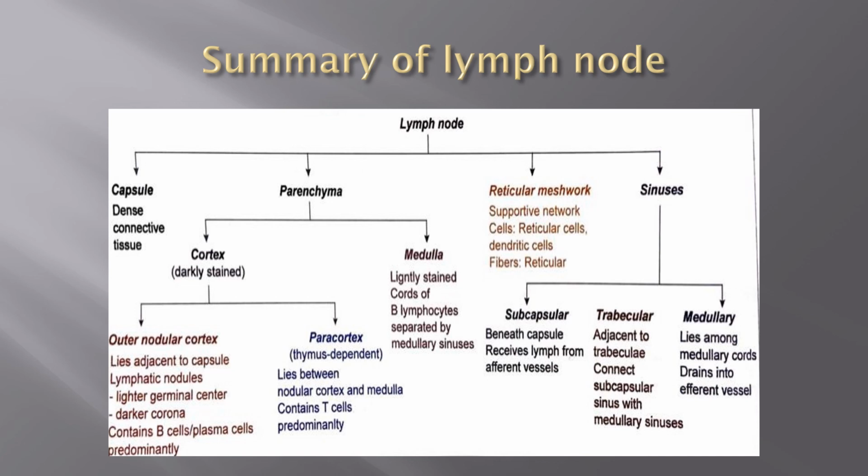Then we have a supporting network, that is the reticular meshwork. It consists of different cells, that is reticular cells, dendritic cells, and fibers, which are the reticular fibers. There are three types of sinuses in the lymph node. The subcapsular sinus lies beneath the capsule and receives lymph from afferent vessels. The trabecular sinuses lie adjacent to the trabeculae and connect the subcapsular sinus with the medullary sinuses. The medullary sinuses lie along the medullary cords and drain into the efferent vessels.